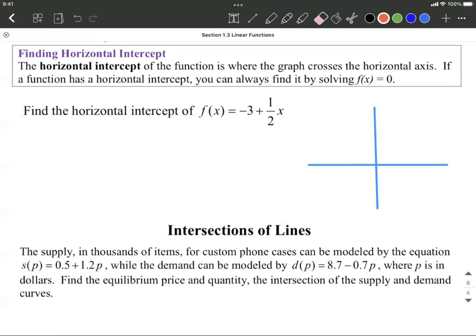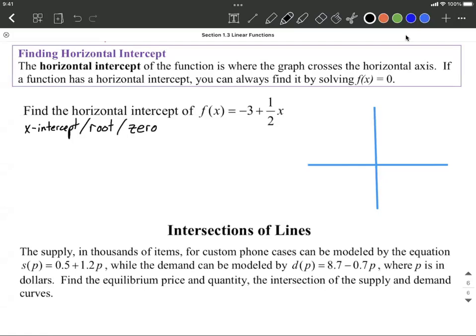Okay, let's find a horizontal intercept. That's the terminology that our book uses quite often, but a horizontal intercept can be called many different things. A horizontal intercept is equivalent to asking, what is the x-intercept? Or other books use the term root or zero. So if you hear any of these terminologies, we're all asking the exact same thing.